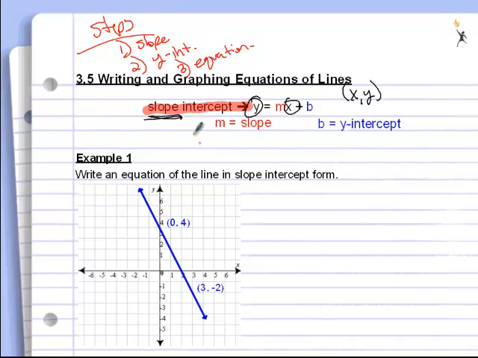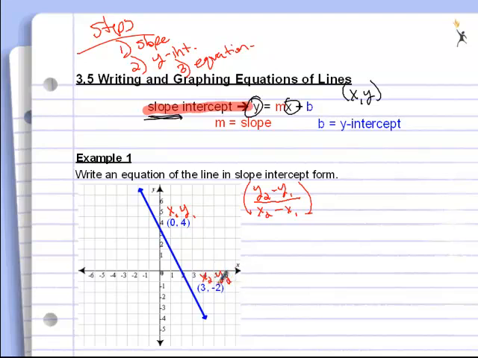Write an equation of the line in slope-intercept form. The first thing we need to do is find the slope. I'm given my 2 points here, (0, 4) and (3, -2). I can remember from last section the slope formula: y2 minus y1 divided by x2 minus x1. I'm going to take these 2 points that I'm given and label them x1, y1, x2, y2.